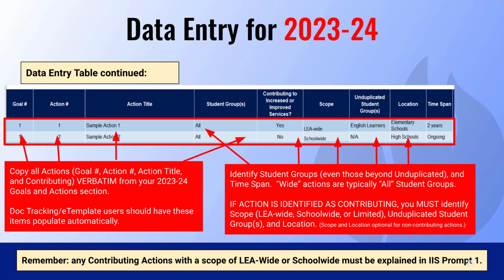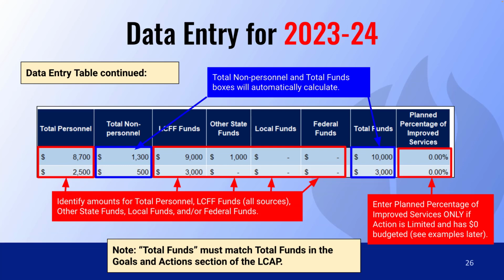Complete the rest of the table by identifying any student groups that you wish to identify. And if the action is identified as contributing, you must identify the scope, such as LEA-wide, school-wide, or limited, any unduplicated student groups being served, and the location of that service. You're going to identify the amounts for personnel, for LCFF funds, other state funds, local funds, federal funds, and a couple of the columns will auto-calculate based on your data entry. And then finally, if you have any planned percentages for $0 actions, you may enter them in here as well.